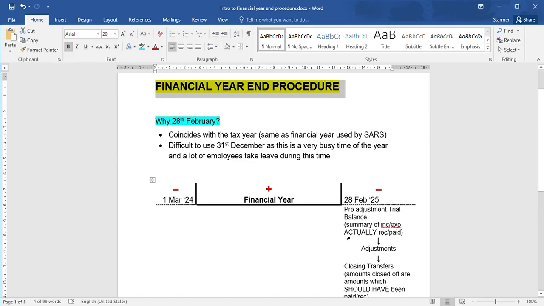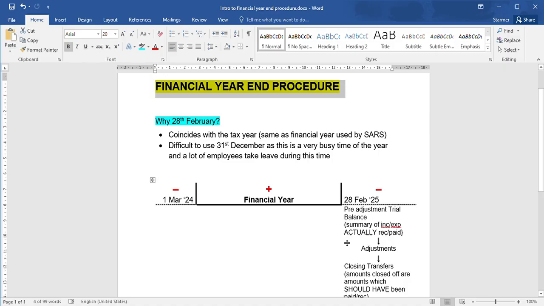Now let me give you an example. Let's say rent is 1,000 Rand a month, and you have paid rent for 13 months. In the trial balance, you're going to have recorded rent of 13 months times 1,000, which is 13,000. That is the amount that's actually been paid.